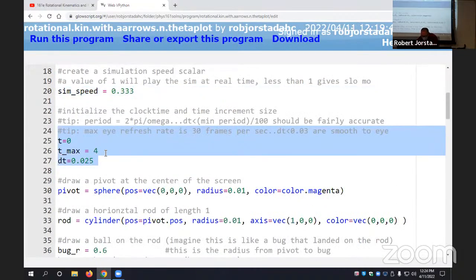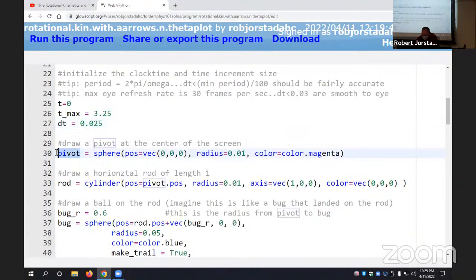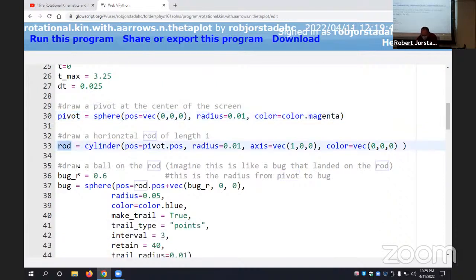Here it's going to run for 4 seconds. That's great. Maybe let's slow this down to 2 seconds. How about 3.25 or something? All right. dt is just our time increment. A pivot is just going to be a sphere in the middle of the screen. Rod is going to be a cylinder, and for the bug there's going to be a sphere that I draw on there, and that allows us to choose points other than the end of the rod.